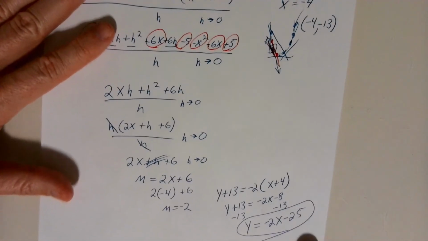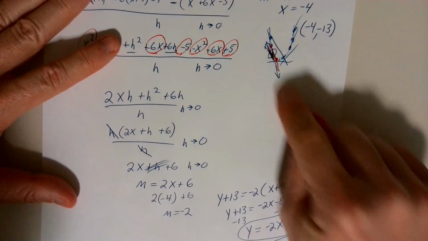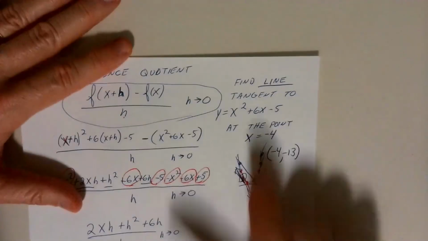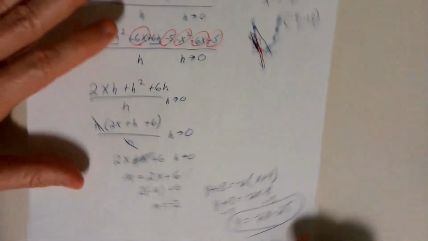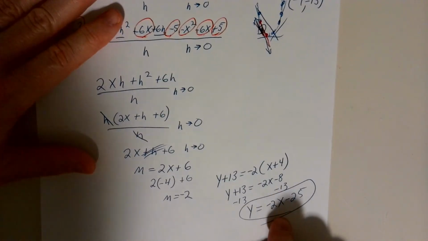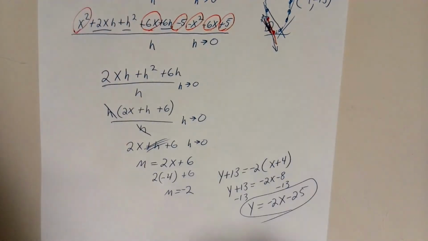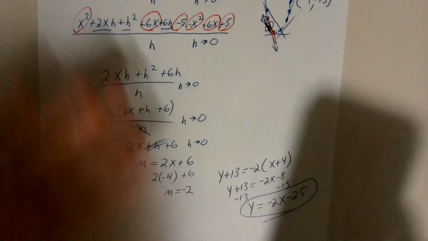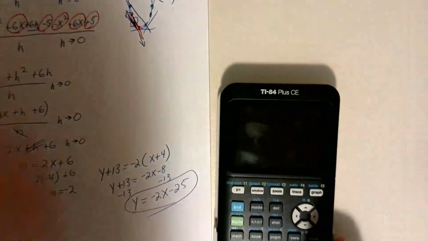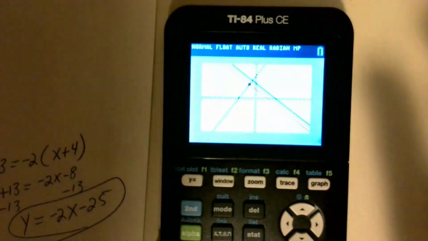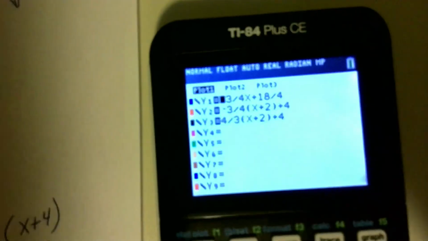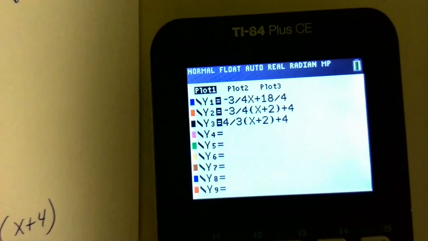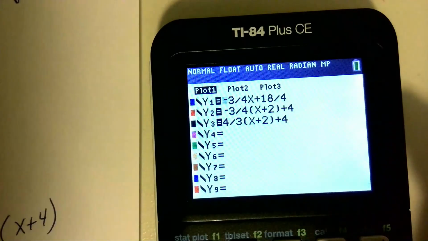So it's my belief that the equation to this line right here that's tangent to this parabola at this point, -4, -13, is this. Desmos is a really quick and easy fix for this, but we're going to go ahead and use our handy dandy graphing calculator. This will be the last thing on this. Make sure you can do this. This will definitely be on your test too. I'm going to zoom this in really close.